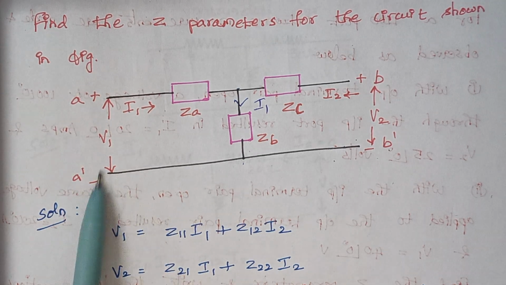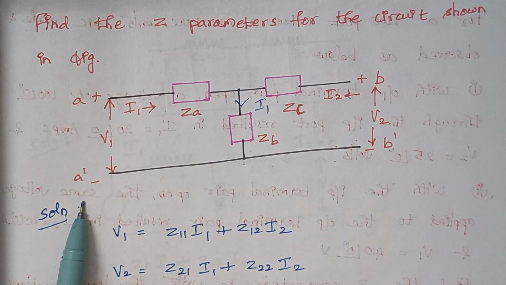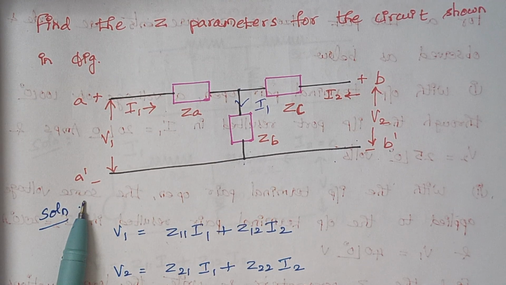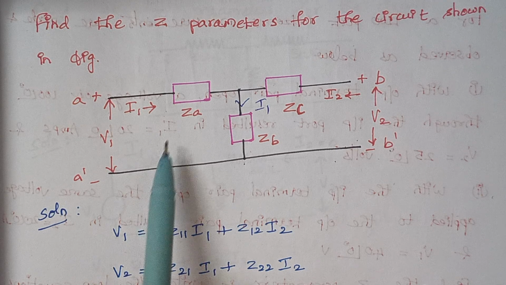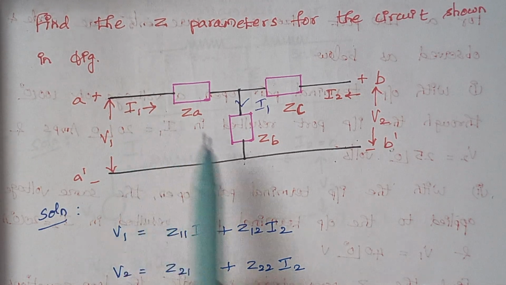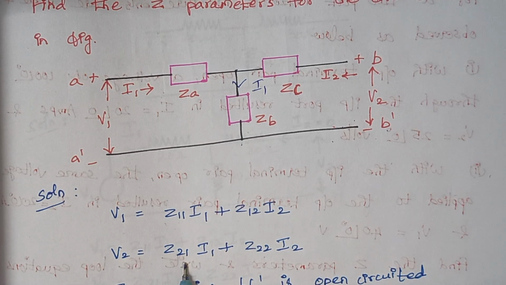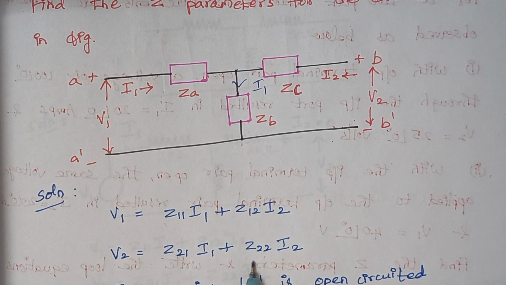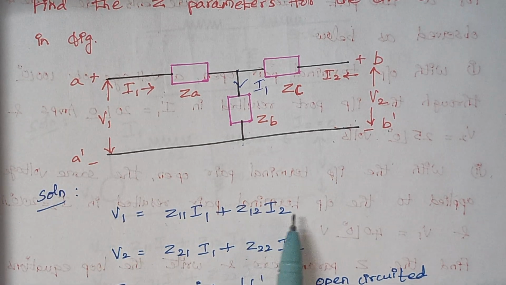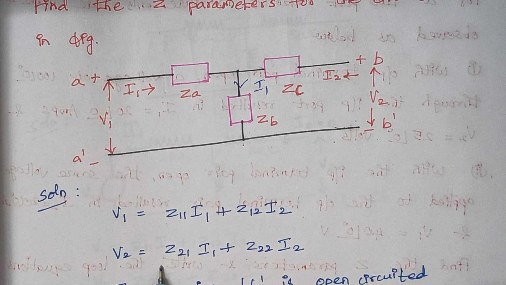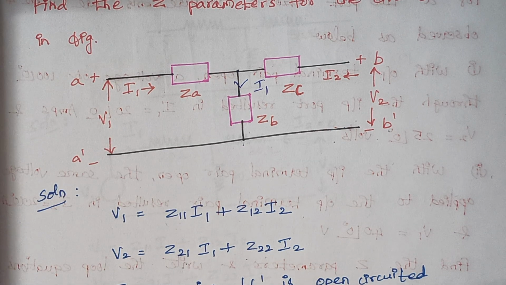We have to make this side, that is AA dash, open circuited. So now this is open circuited and the value of I1 is 0. So when the value of I1 is 0, these two terms will vanish and we will be having only this term and this term. So here V1 is equal to Z12 I2, and here V2 is equal to Z22 I2.